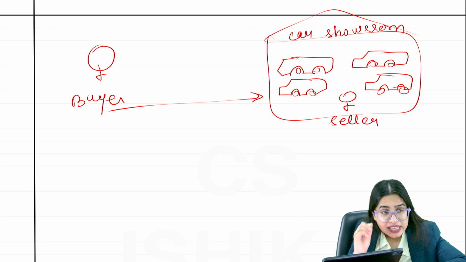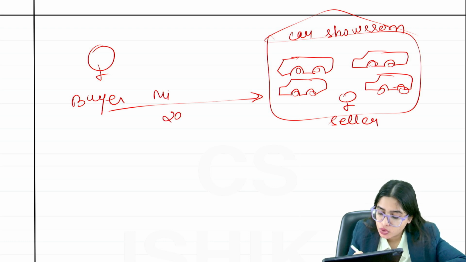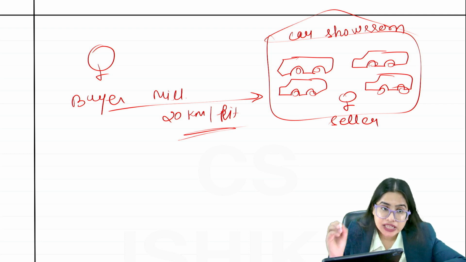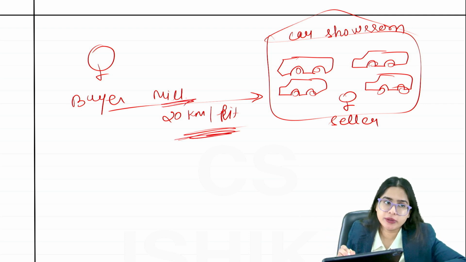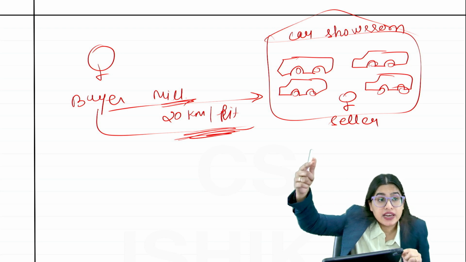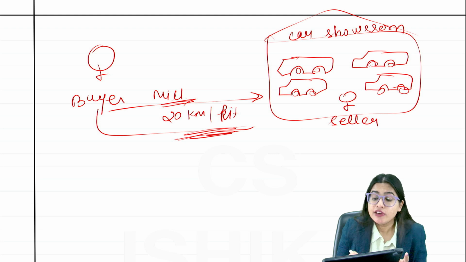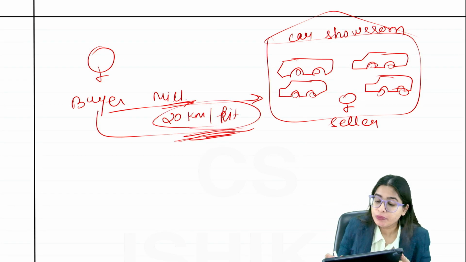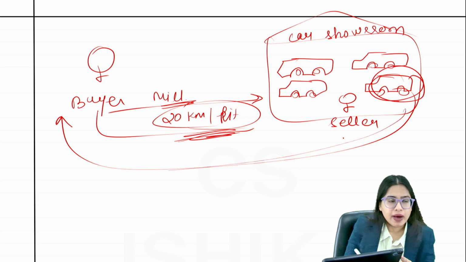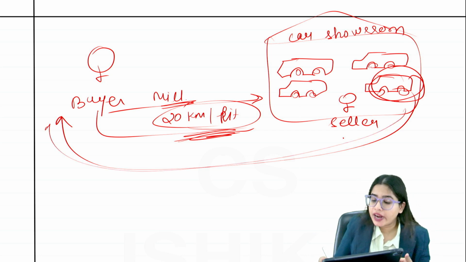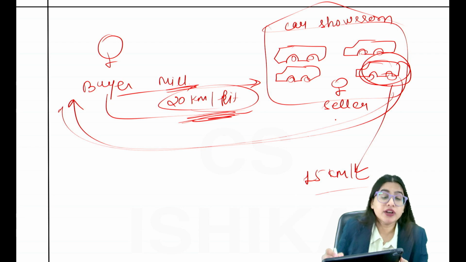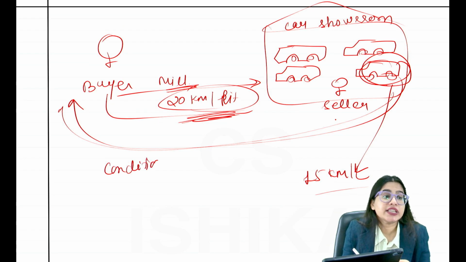The buyer specifically said, I need a car with a mileage of 20 km per liter. Please give me that car which has a mileage of 20 km per liter. So the buyer specifically made the condition. The buyer told the seller, I want only that car which gives a mileage of 20 km per liter. Now the seller said, oh, this car will suit you, you can buy this car. Then the buyer purchased that car. Later on, the buyer found out that this car only gives a mileage of 15 kilometers per liter. It does not give a mileage of 20 kilometers. Please tell me whether the condition is breached or not.